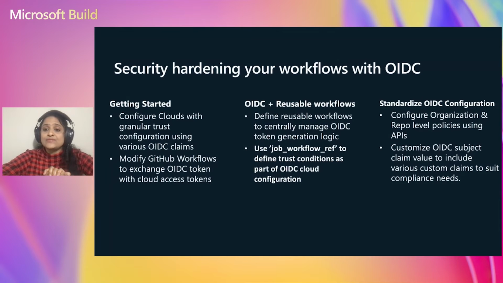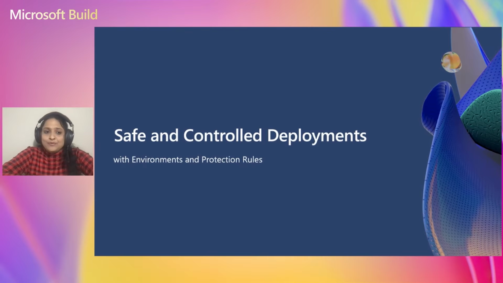In addition to all of this, we also have support for various org level and repo level APIs that can help you set these standard policies on how your token and the subject claim value need to look across your teams. So, yes, it's not just about security, it's also about that standard way of managing your cloud policies across your teams. So that's OpenID Connect support, that's ensuring secure deployments at scale.